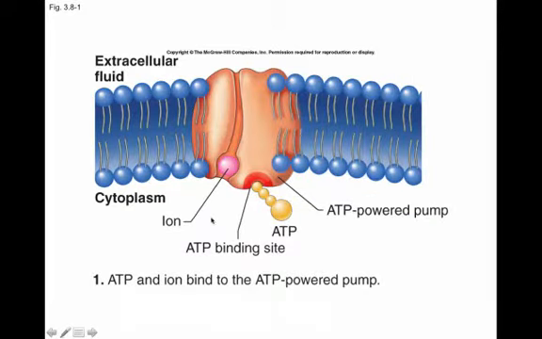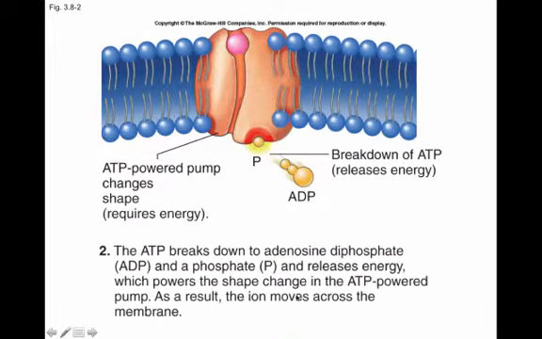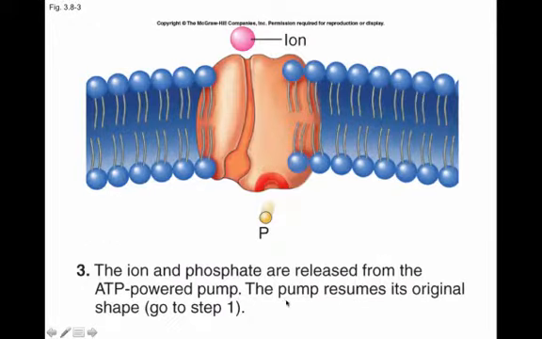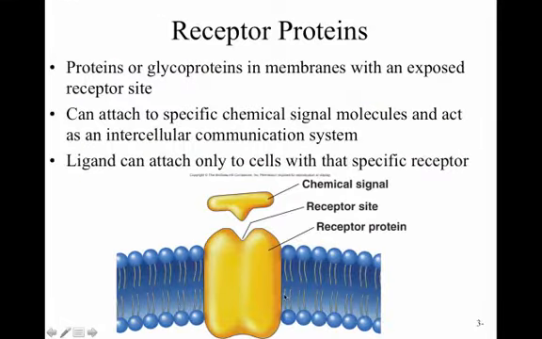Here's a picture of it. So when ATP breaks, that changes the shape and allows the molecule or ion to move. Once that breaks off, the active site changes back into the original shape and allows for another ion to attach.